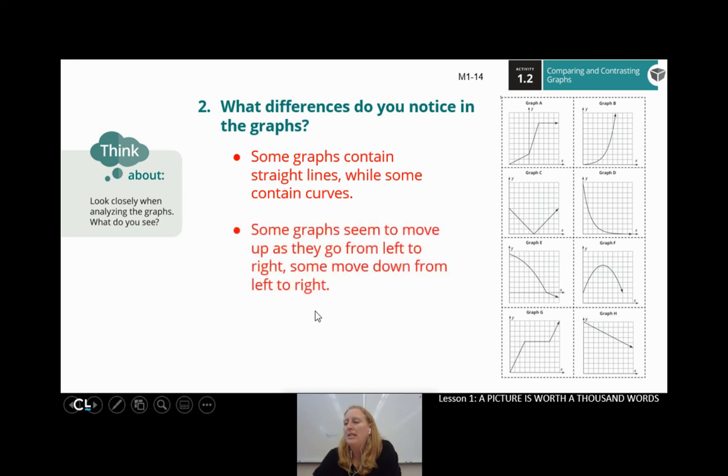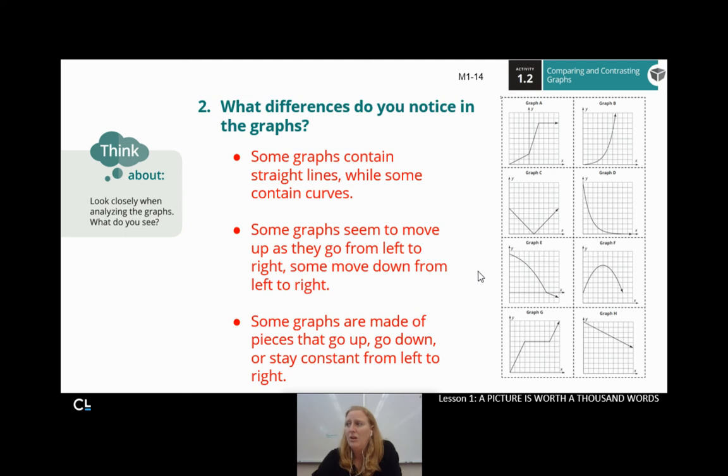I also noticed that some graphs seem to move up as we go from left to right. Some are going up, and some move down from left to right. We call that increasing and decreasing, by the way. So some were going up, some were increasing, some were going down, some were decreasing, and some did both, right? We had all kinds of stuff. So some graphs are made up of pieces that go up, go down, or stay constant from left to right. I got all kinds of stuff happening here.